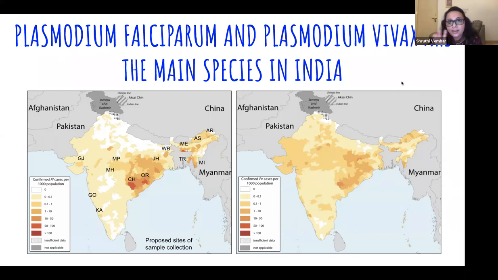And what is very interesting actually is Plasmodium vivax has been with humans for much longer as compared to Plasmodium falciparum. So if you look at the timeline, at what point did Plasmodium falciparum jump from chimpanzees to humans, that is much more recent, maybe 3 million years ago, whereas vivax is thought to be with us for much longer. So that's another interesting point.